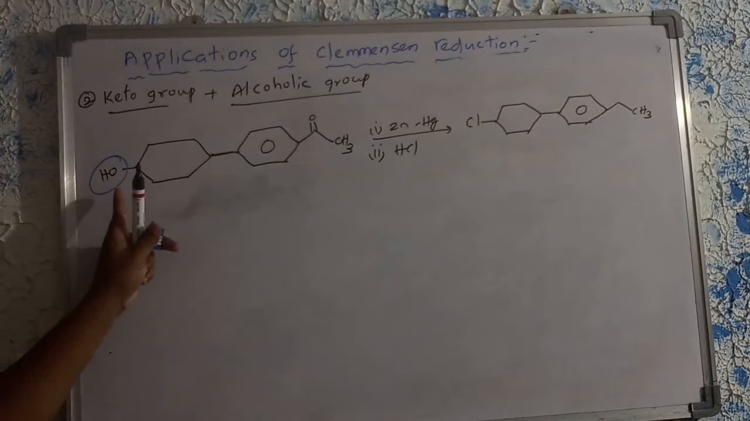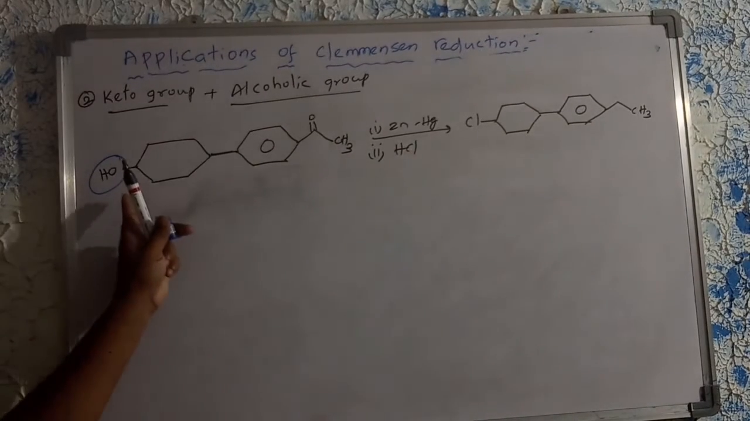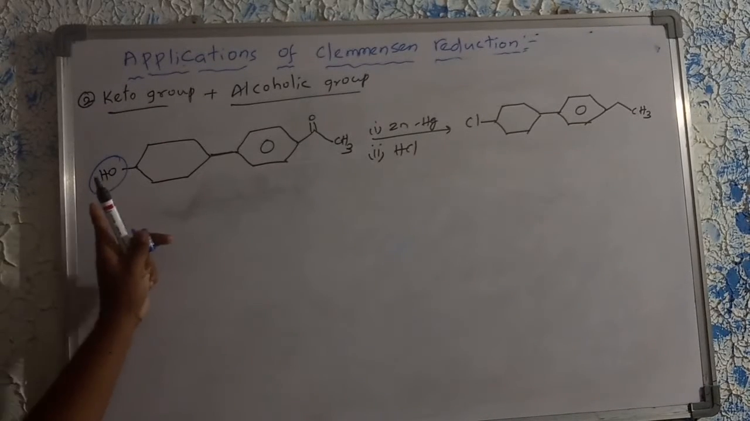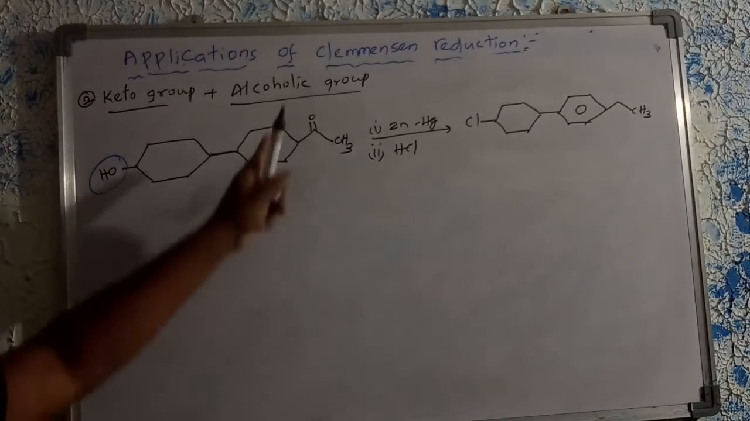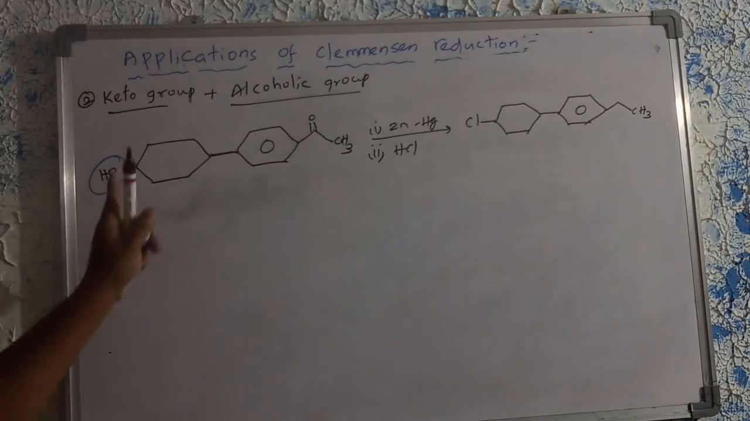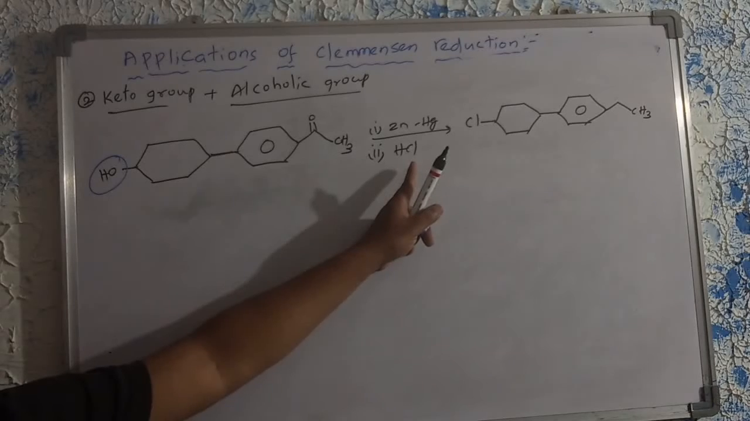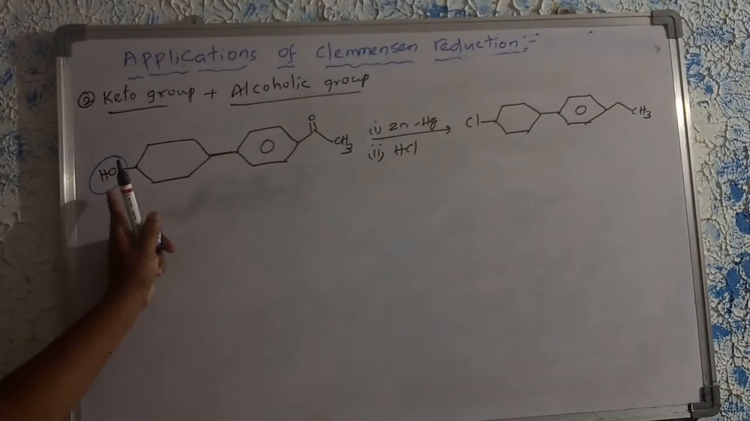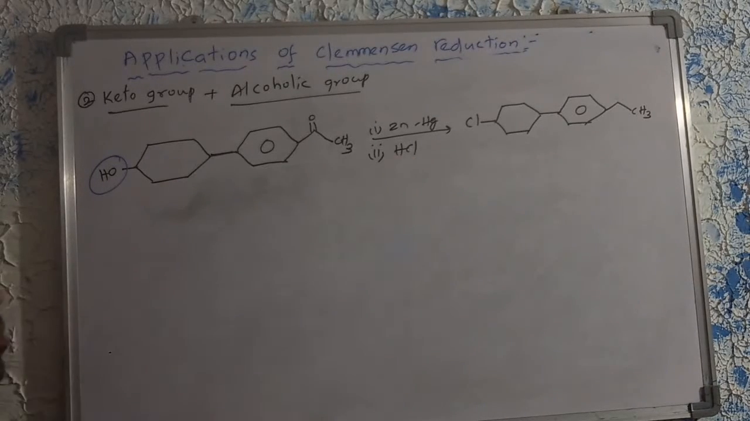Means here the side reaction is possible in the Clemmensen reduction reaction. But when we see the Wolff-Kishner reduction, the side reaction can be avoided. Here the carbonyl group is reduced into CH2 and the OH group is substituted by Cl. This is very, very important. When an OH group, meaning an alcoholic group, is present, these alcoholic groups are substituted by chlorides.